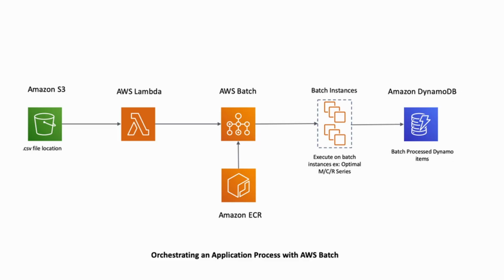AWS Batch takes care of the infrastructure management for you. You won't need to worry about provisioning servers, scaling resources, or managing infrastructure. AWS Batch handles all of them, allowing you to focus on the important tasks like building your application or running your analysis. The service also scales automatically, distributing tasks across a fleet of compute resources like EC2 instances.